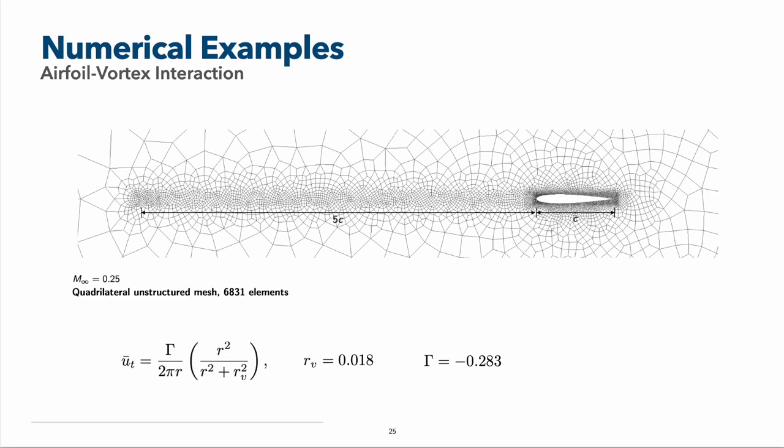Finally, we have a problem involving the interaction between a vortex and an NACA 0012 airfoil. For this problem, we consider a vortex that's placed 5 chords upstream from an NACA 0012 airfoil. We consider a mesh that's composed of about 6,800 quadrilateral elements, and we collect statistics once during the interaction. The parameters for the vortex, such as the radius and the strength, were chosen as shown here in the slide.